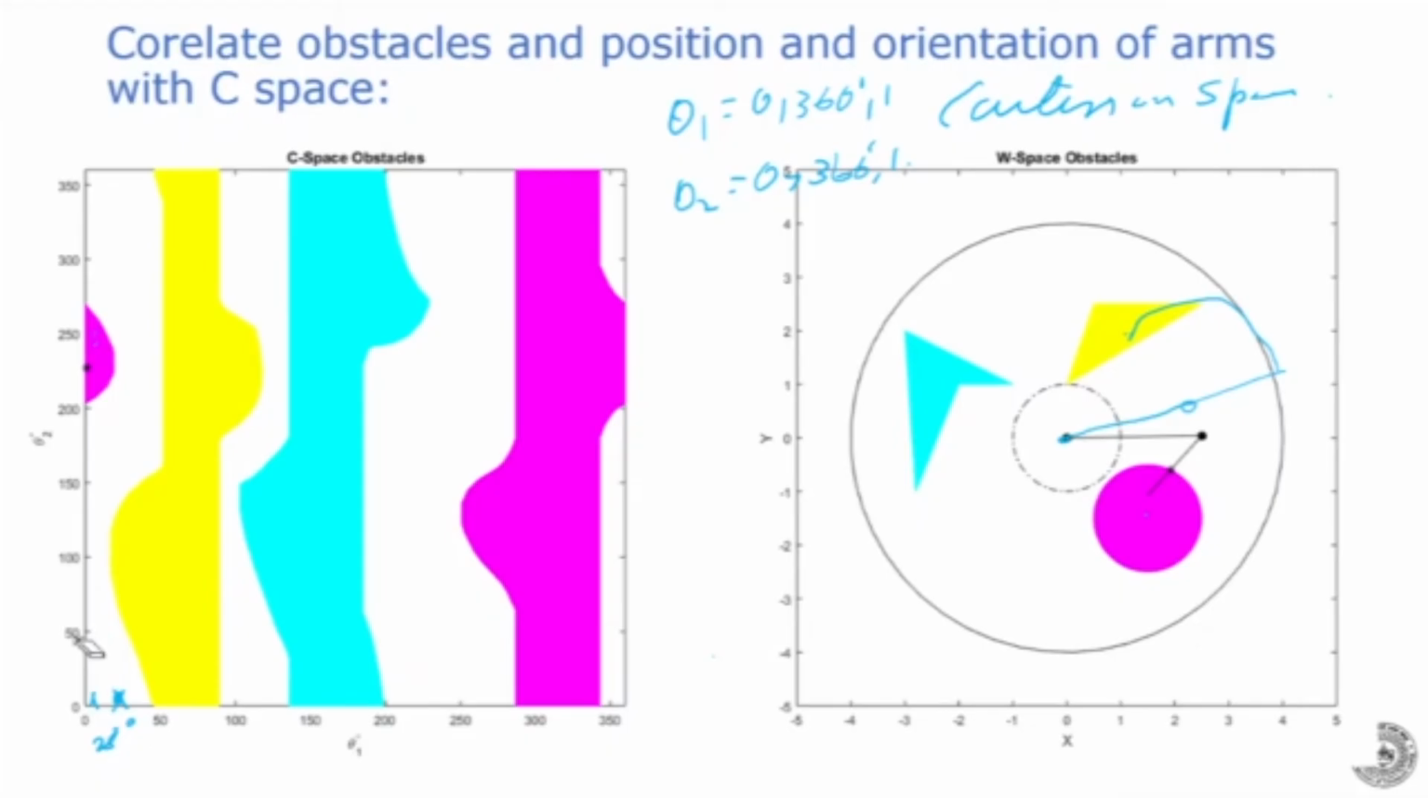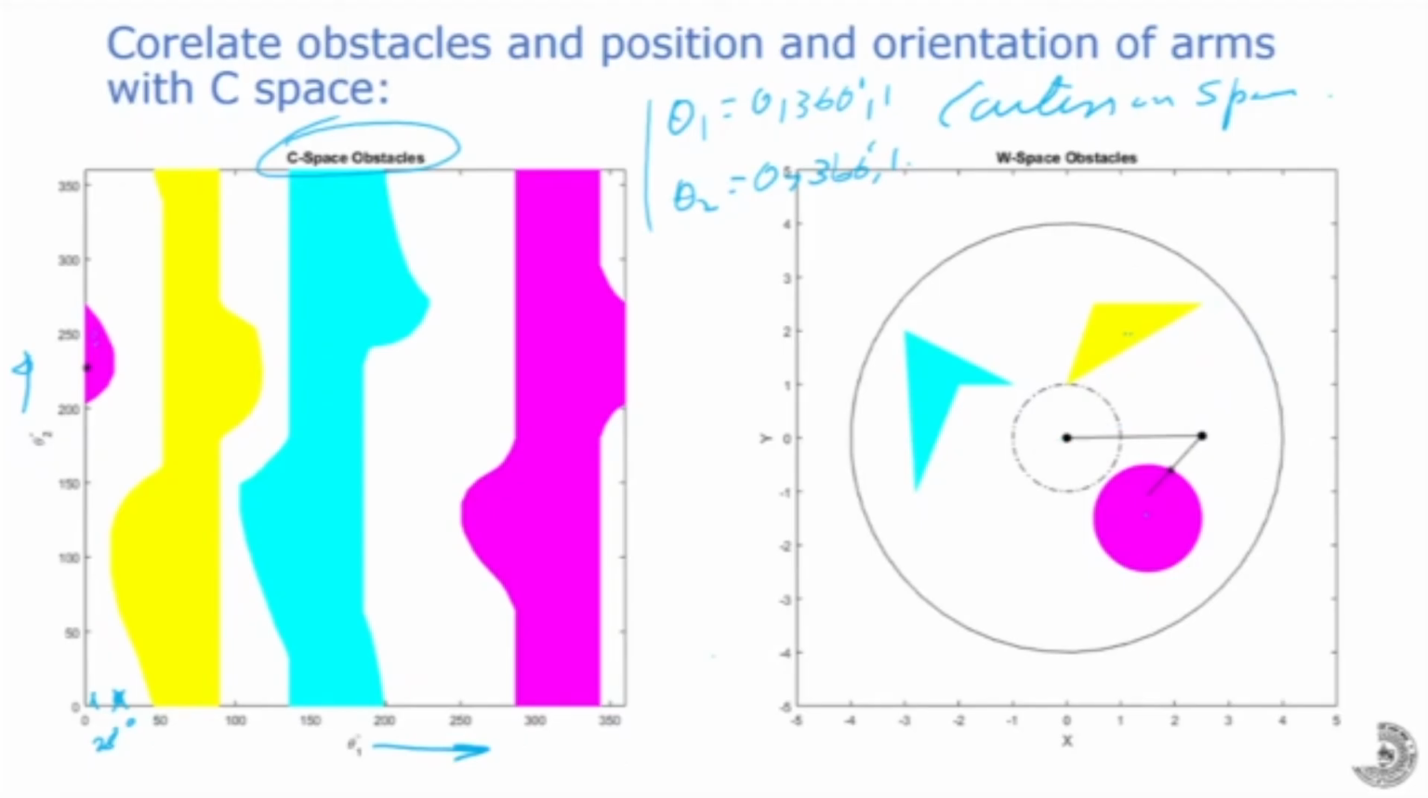I do that until I go completely theta 1 from 0 to 360 and theta 2 from 0 to 360. That means I've covered the full space. What I get is theta 1 on this axis and theta 2 on that axis, and this is my C space. Now, is there any correlation between the shape of the object in Cartesian space and the shape of the object in C space? It's very difficult to say.